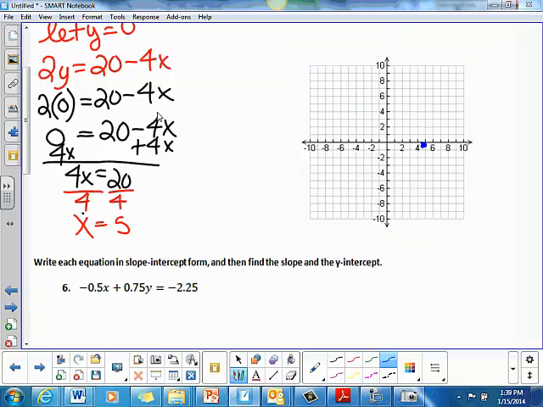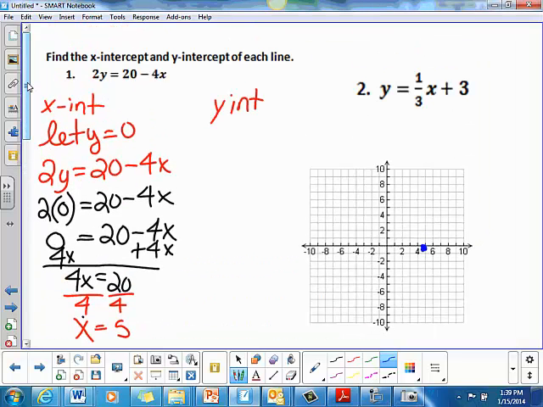Okay? Now let's find the y-intercept, where this line crosses the y-axis. What do we know about the y-intercept? Look at your notes. What did we say about the y-intercept? Annika. Let x equal 0. Yeah, good job. Let x equal 0. So we're going to do the exact same thing, only this time we're going to let x equal 0.